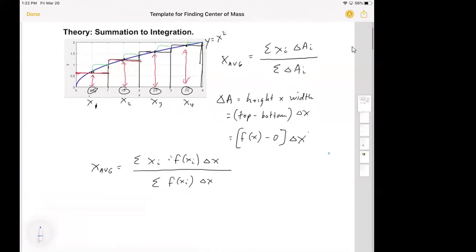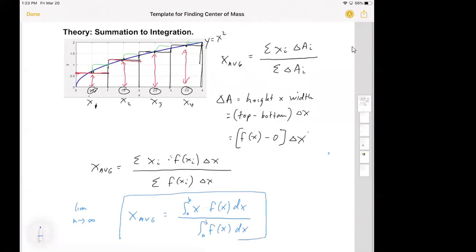So let me try to scroll up here. In the limit that n approaches infinity, the average value of x would become the integral of x times f of x dx all over the integral of f of x dx. And these would be from a to b, for both of them, to define the region. And so this formula would turn our summation into integration and allow us to use slices that are infinitely thin.